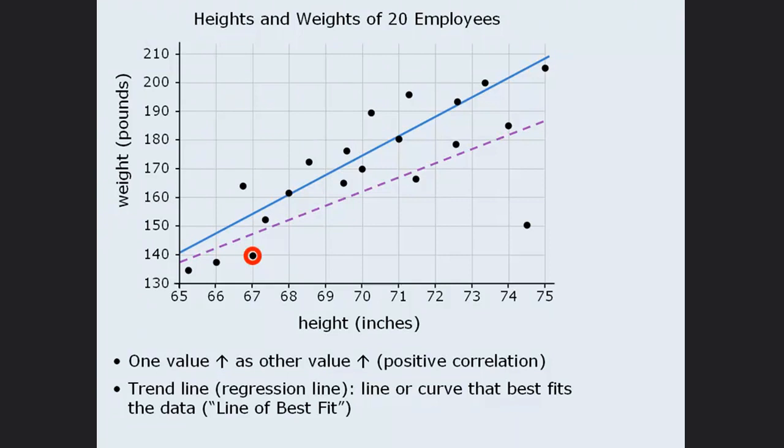This man is 67 inches tall and weighs 140 pounds. However, according to the purple line, the perfect weight for a man this tall is about 147 pounds. So according to the purple line, this man weighs less than the perfect weight. In fact, since all 5 of these men are positioned below the purple line, we can conclude that there are 5 men who weigh less than their perfect weight.